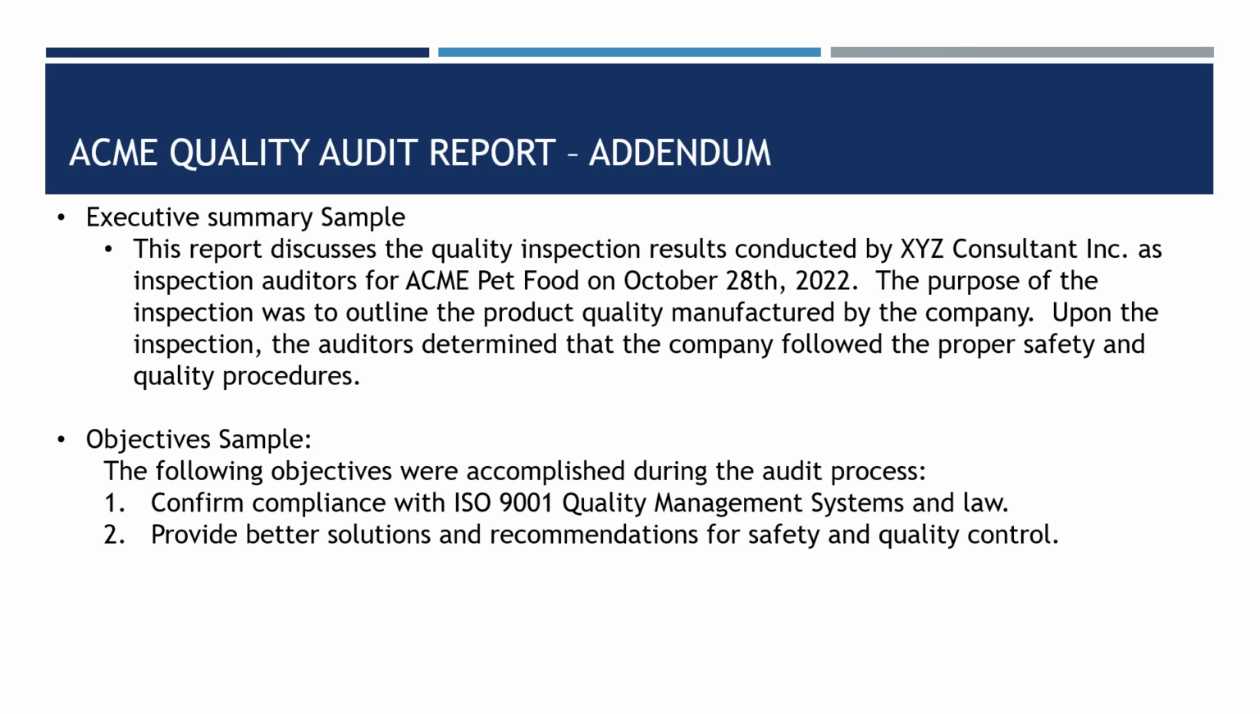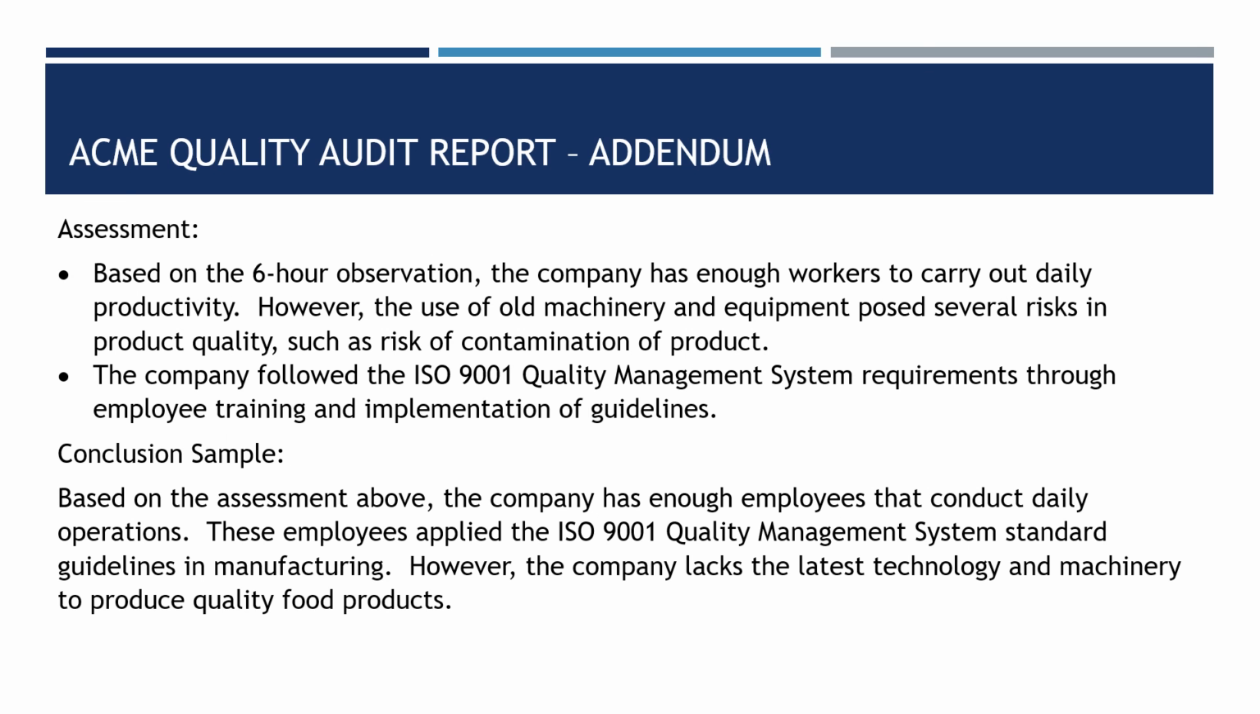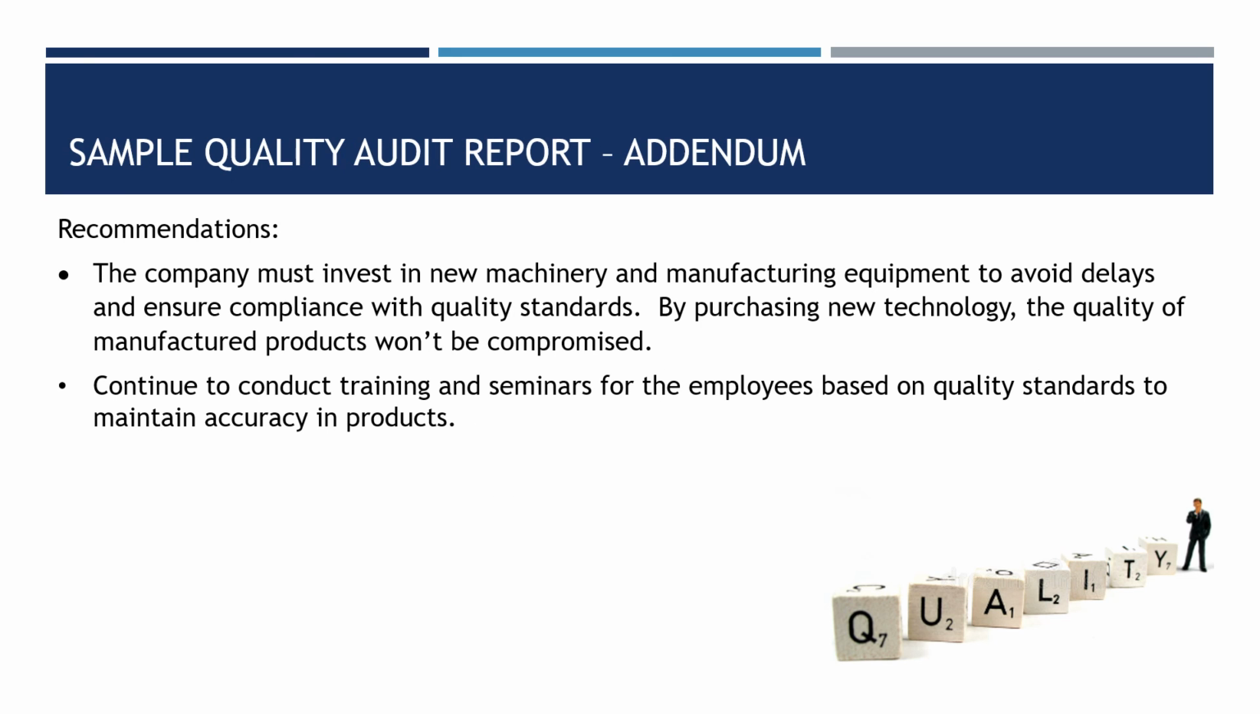Here's the example of the output of the quality audit report for ACME, including the executive summary, the objectives, the scope, the criteria, the assessment and conclusion, as well as recommendations.